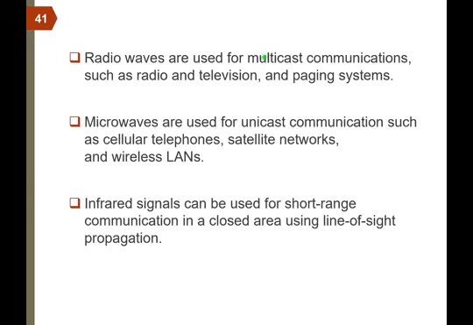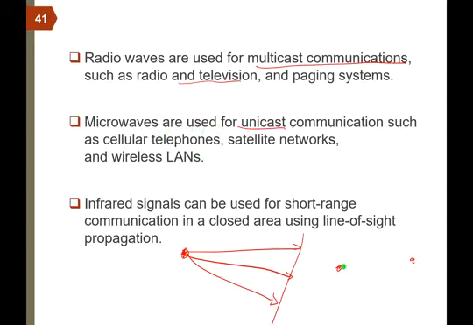Radio waves are used normally for multicast communications, such as radio and television, and paging systems. Multicast means there is one sender and many receivers. Normally multicast is unidirectional. You send and the others receive. Microwaves are used for unicast. Unicast means point to point, like send and receive communication, such as cellular telephones, satellite networks, and wireless LANs.